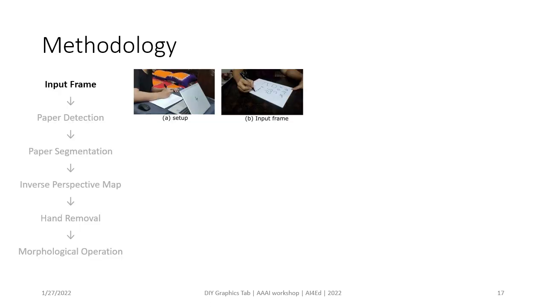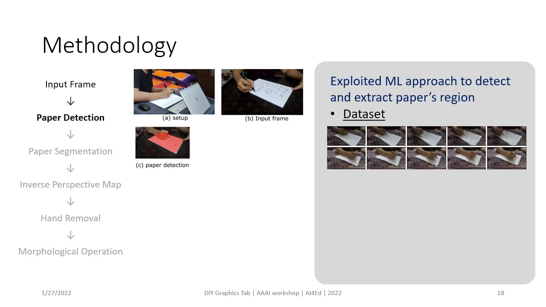The setup of our system, which I described earlier, captured the input frames. After that, we moved to the paper detection phase. We exploited a machine learning approach to detect and extract the paper's region from the input frame.